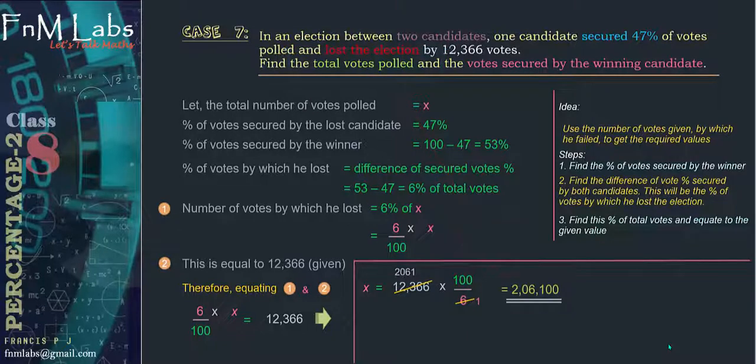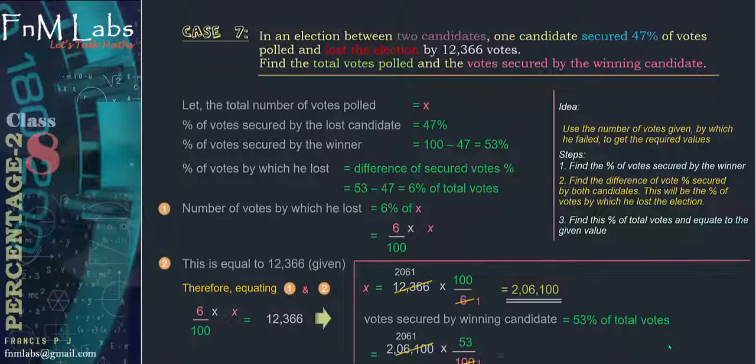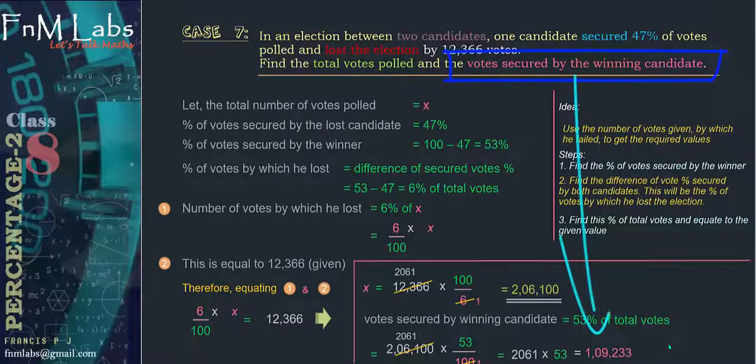2,06,100. Therefore, votes secured by the winning candidate is 53% of the total votes, which is equal to 2,06,100 times 53 by 100, which is equal to 1,09,233.